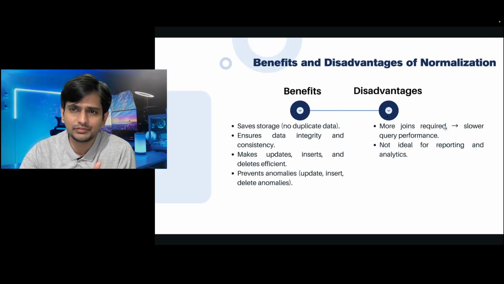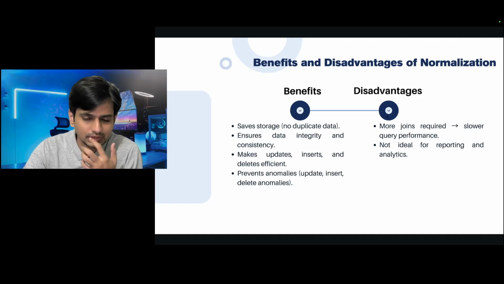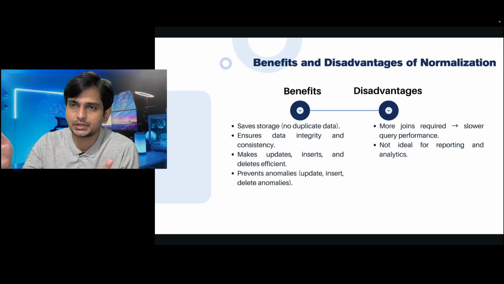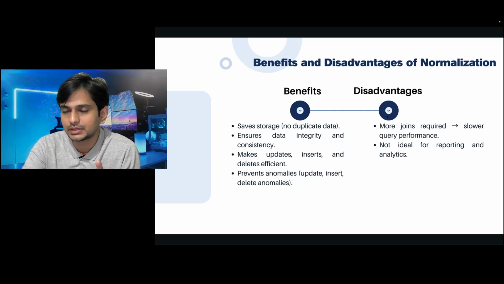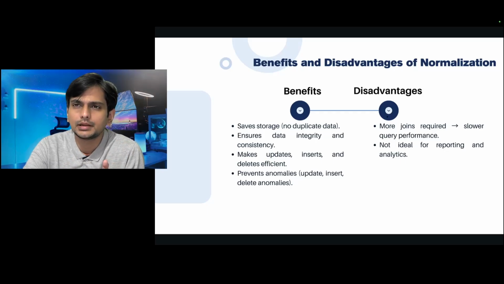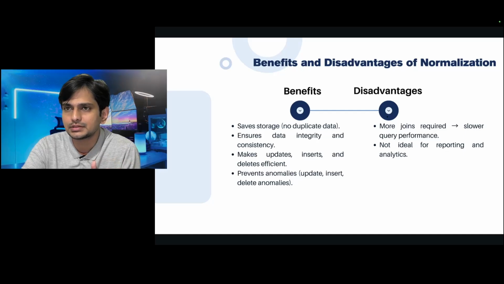Coming to the main benefits of normalization, basically it saves storage, because as you saw, you are eliminating the duplicate records. It also ensures consistency and integrity, and it makes updates and inserts very efficient, so it doesn't create any duplications, right? Also, if the data is in a particular table, it also updates all the respective dependent tables. That is how you keep that consistency and integrity, and it avoids any anomalies like update, insert, and delete anomalies.